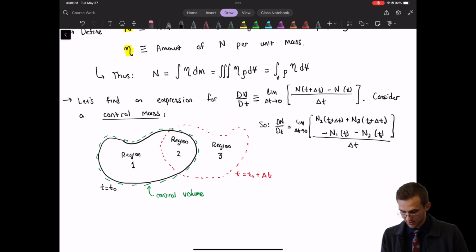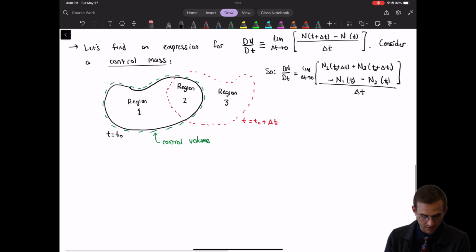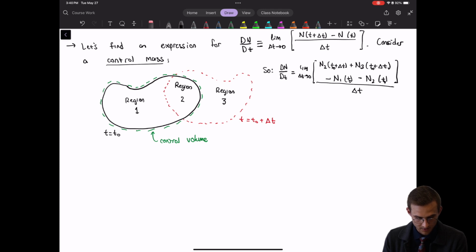Okay, all right, so what we're going to do is hunt down these N2, N3, and N1 at different times so that we can get this expression for dN/dt, a general expression for the time derivative of the property in that control mass.